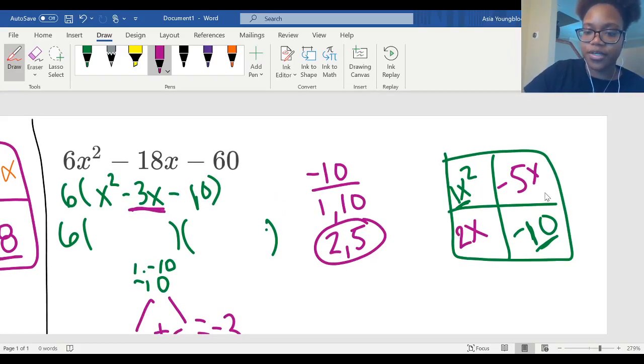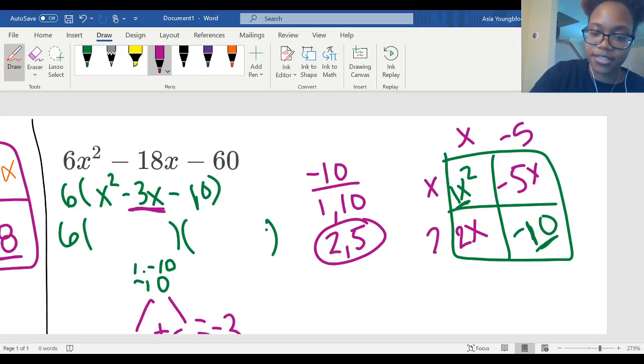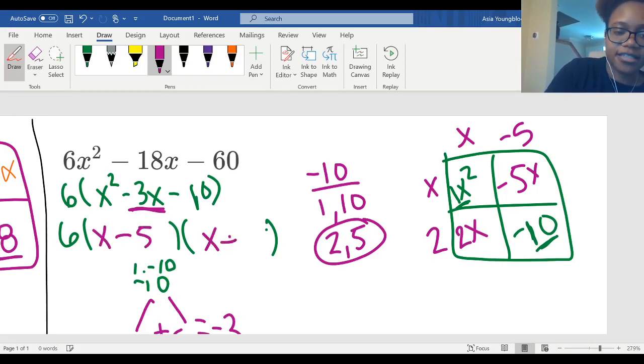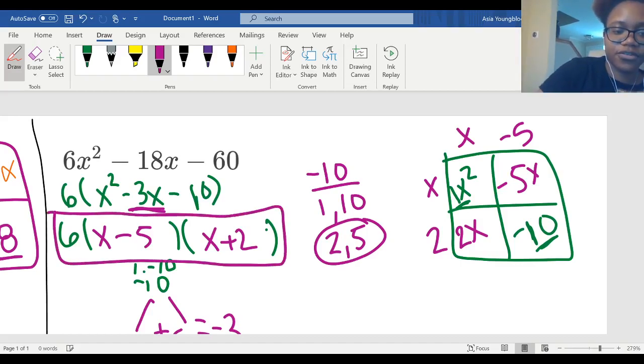If we look at this row, we can factor out an x and a 1. You don't have to put the 1 if you don't want to. X times x is x squared. X times negative 5 is negative 5x. X times 2 is 2x. And we can check the last ones. 2 times negative 5 is negative 10. So our factors are 6, x minus 5, and x plus 2. So this is going to be our final answer for this problem.